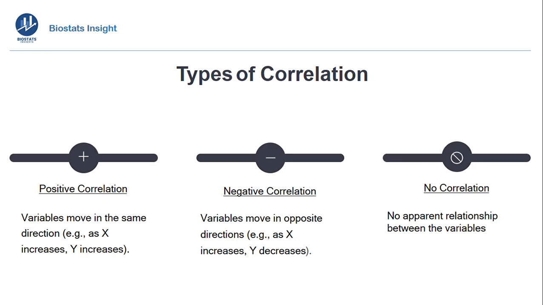Types of correlation: with the help of a graph you can understand. In positive correlation, variables move in the same direction. Where x and y are two variables, as x increases, y increases. In negative correlation, variables move in opposite directions. For example, as x increases, y decreases. With no correlation, there is no relationship between the two variables.